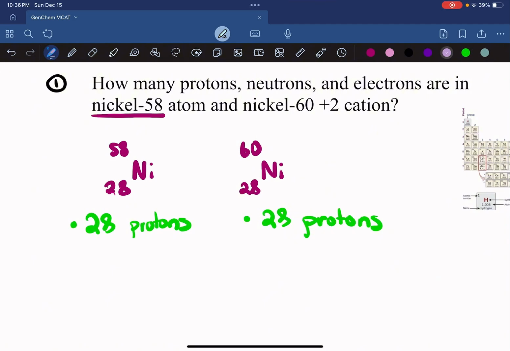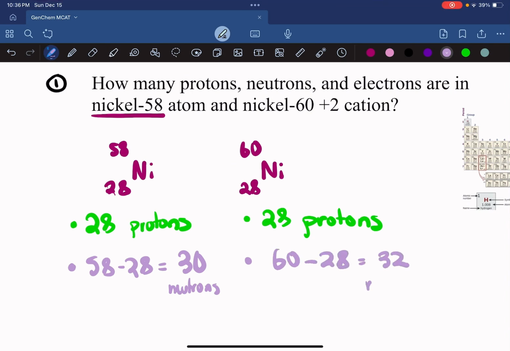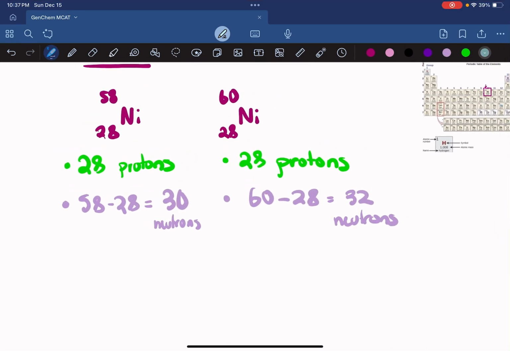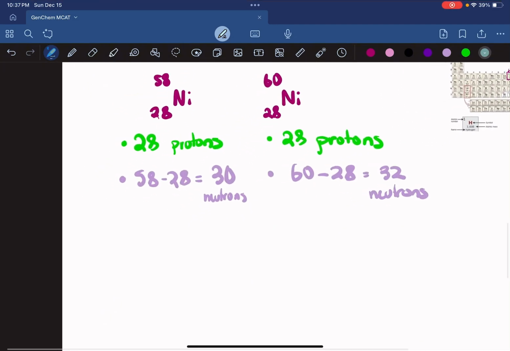Let's see. Nickel-58 has 58 minus 28, 30 neutrons. Let me just write that here. And then nickel-60 has 60 minus 28, which is 32 neutrons. Okay. And then let's find the number of electrons in both atoms.